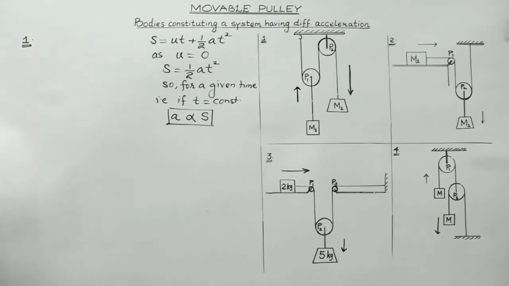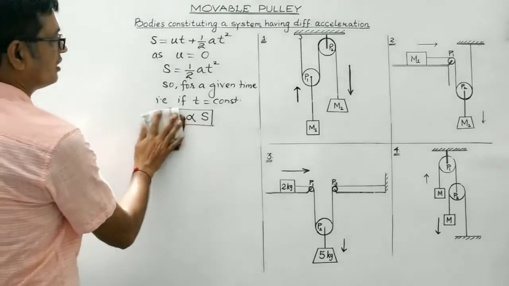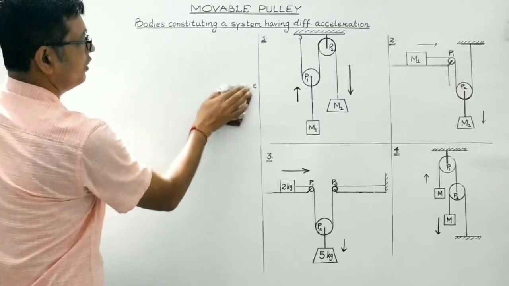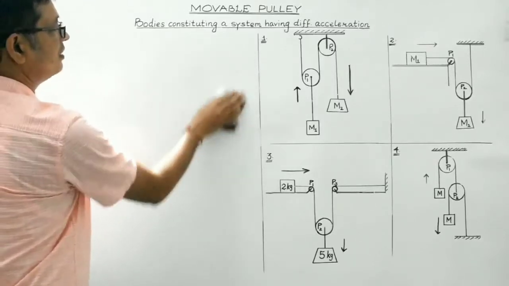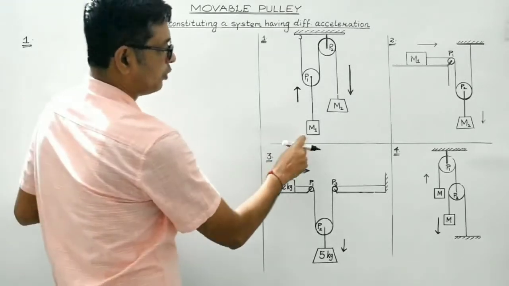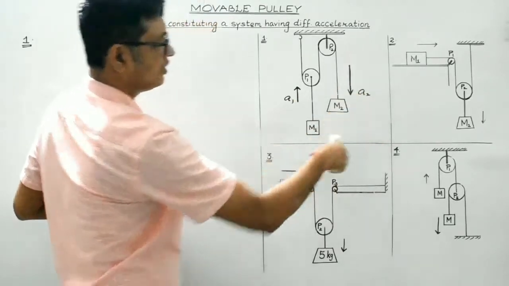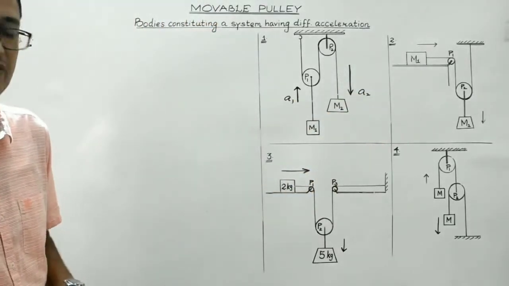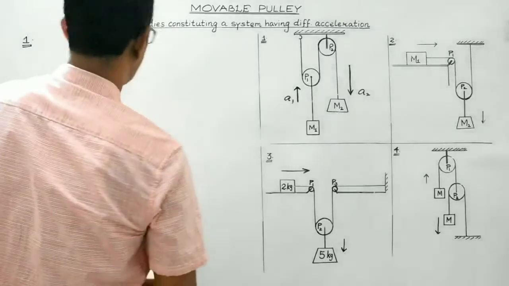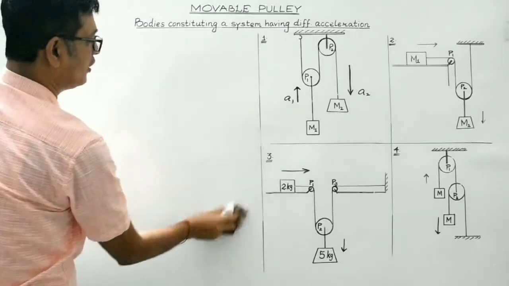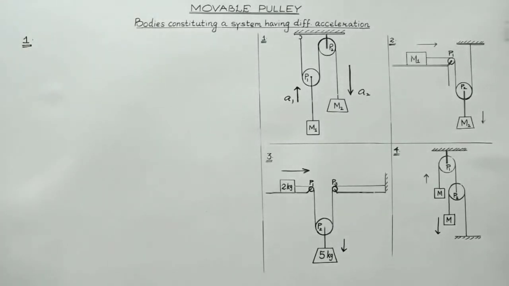Okay, let's start with the first question. First question, as I mentioned, students, we are supposed to find out the acceleration of each of the two bodies, right? So let us consider this body to be having acceleration A1 and this body to be having acceleration A2 in the downward direction. Let us consider this, right? So what we now do is, let us find out first the relationship between A1 and A2.